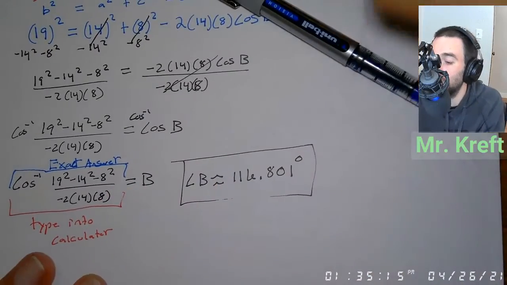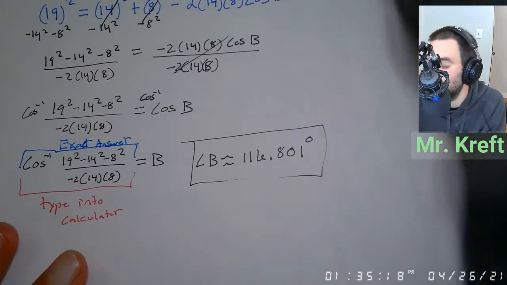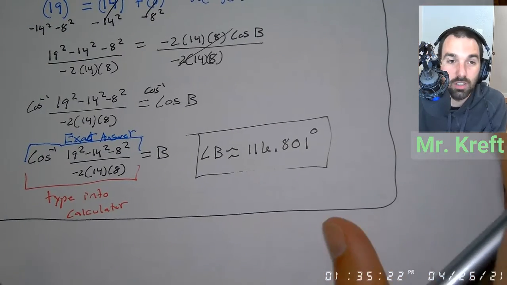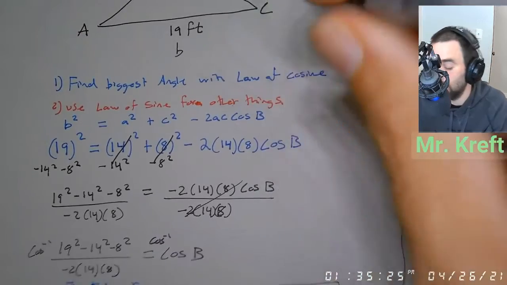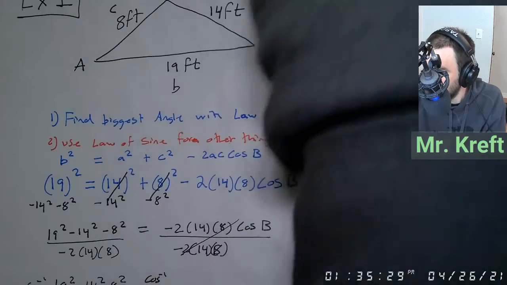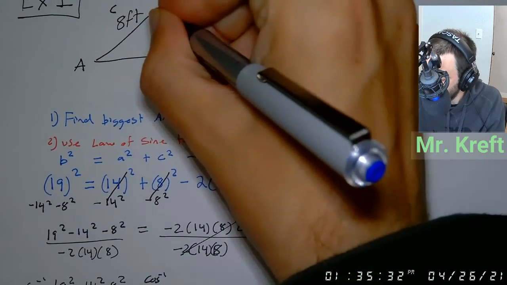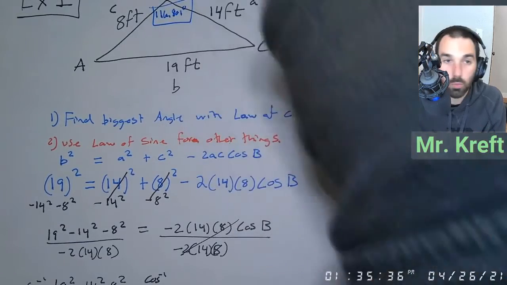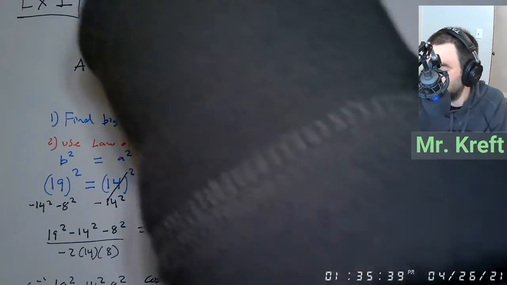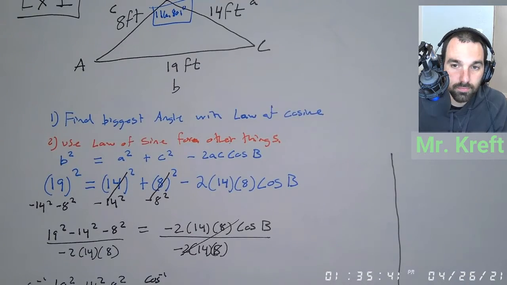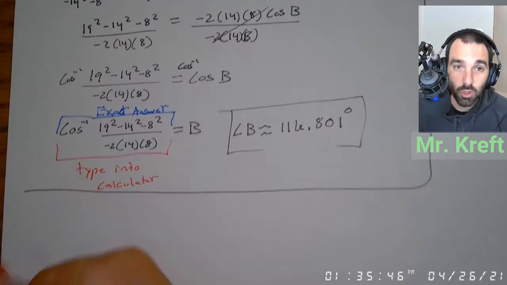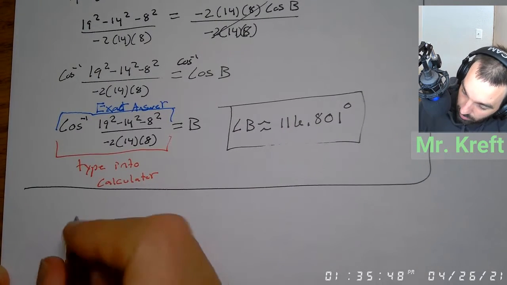Okay? All right, so then we're going to solve this just like we would another one. Like I said, now we're going to use law of sines. Okay? So angle B, what did we get? Angle B was 116.801 degrees. So what do you guys want to find next, A or C? Okay, C. C is for cookie. So I'm not going to use law of cosines. I'm just going to use law of sines.